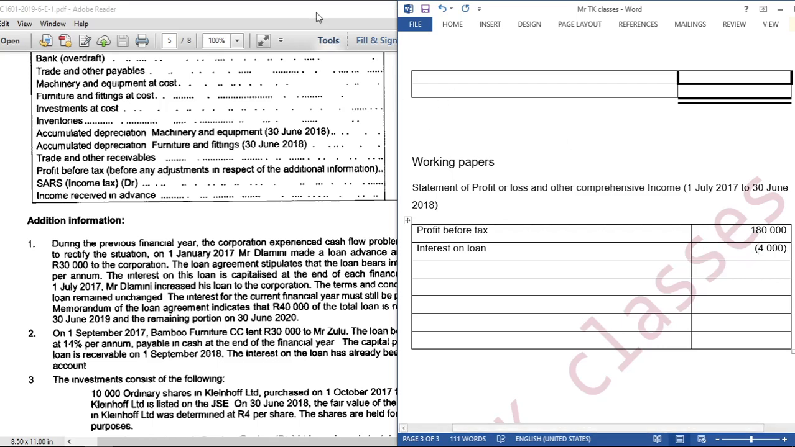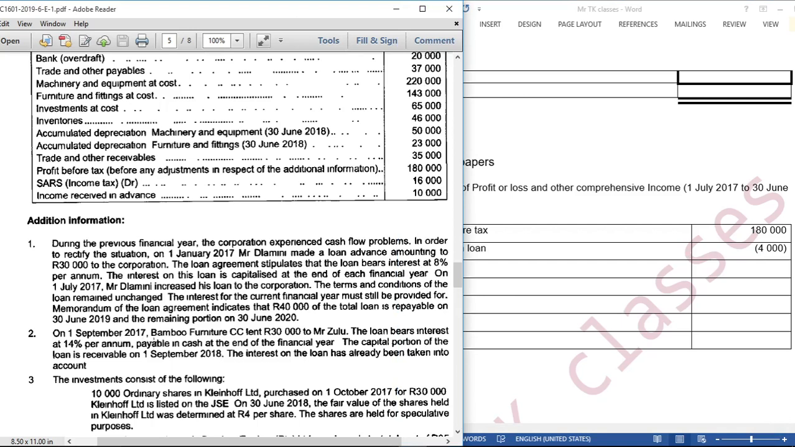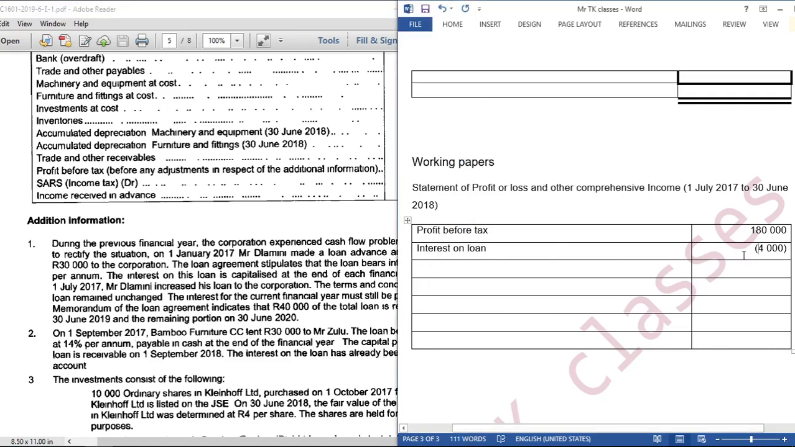All right. So now let us look at any other adjustment that we have. Number 2. On 1 September 2017, Bamboo Furniture Close Corporation lent 30,000 to Mr. Zulu. The loan bears interest at 14% per annum, payable in cash at the end of the financial year. The capital portion of the loan is receivable on 1 September 2018. The interest on the loan has already been taken into account, so we don't need to put it here.